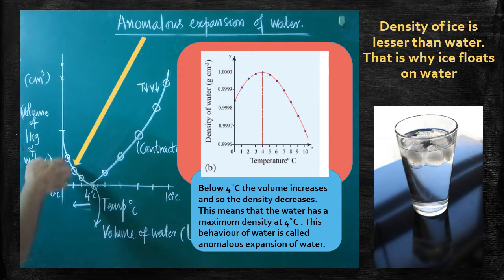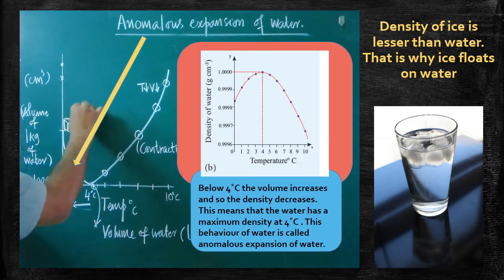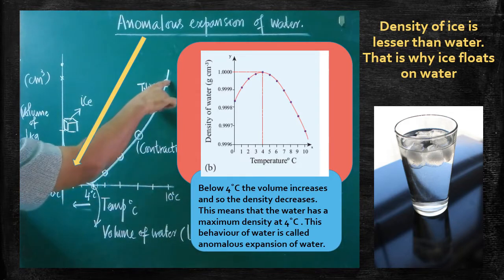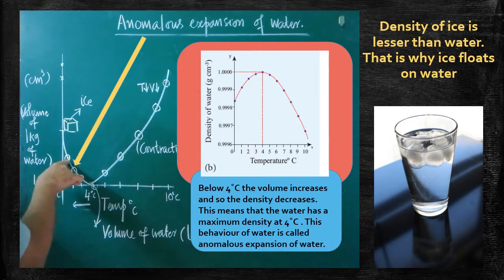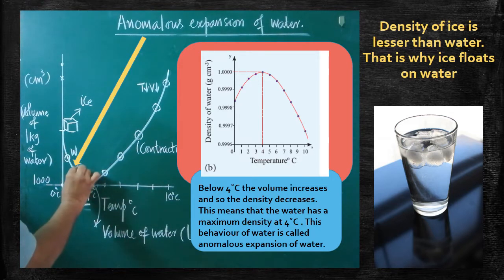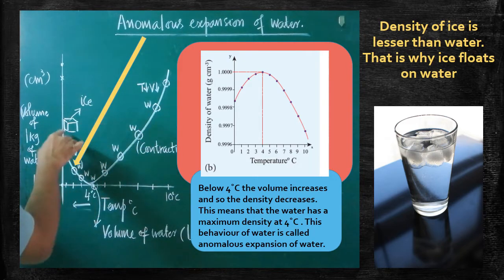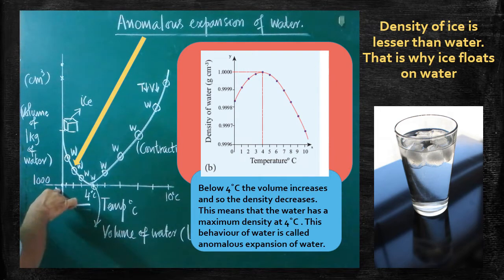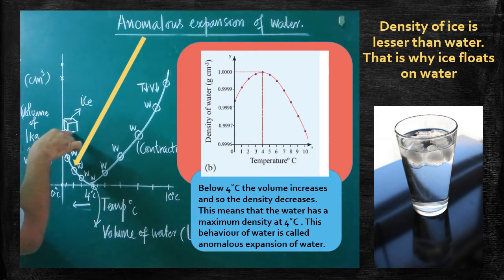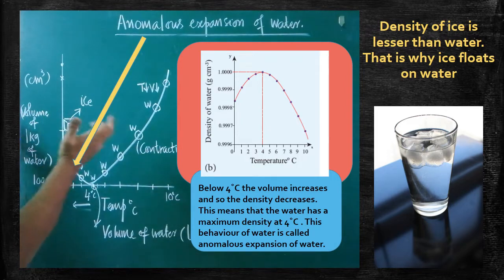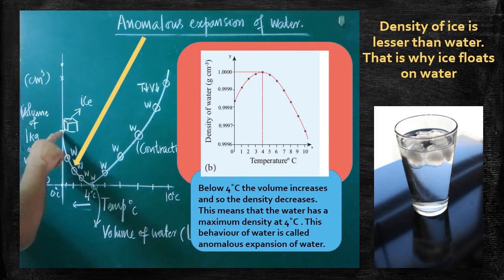When it reaches 0 degrees Celsius, what will happen? That water becomes ice. It reaches the solid state. Make a note: right from 10 degrees Celsius down to 1 degree Celsius, the water will be in liquid state. At all these temperatures, water will be in liquid state. When it reaches 0 degrees Celsius, that water is turned into ice. But what happens? Its volume increases and it reaches this value.